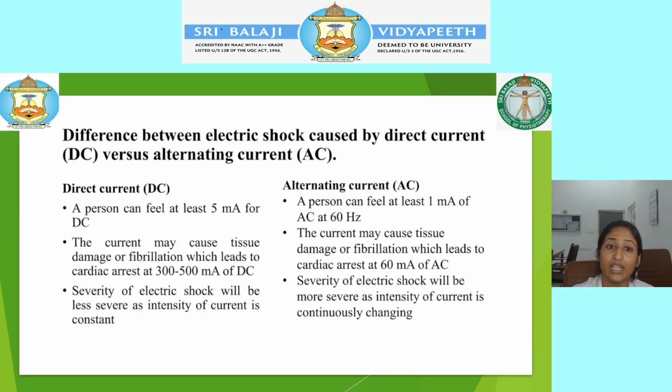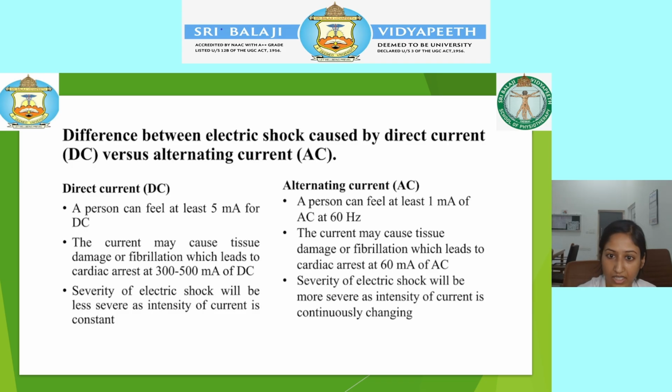Yes. So what are the differences between the electrical shock caused by direct current versus alternating current? If the electric shock is caused by a direct current, the person may feel at least 5 mA of direct current, and in this direct current, the fibrillation that will lead to a cardiac arrest occurs at the rate of 300 to 500 milliampere. In this, the severity will be less severe.